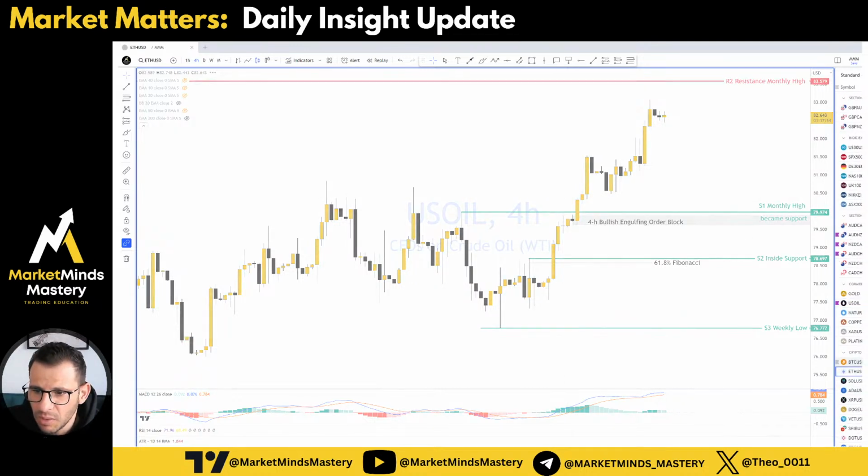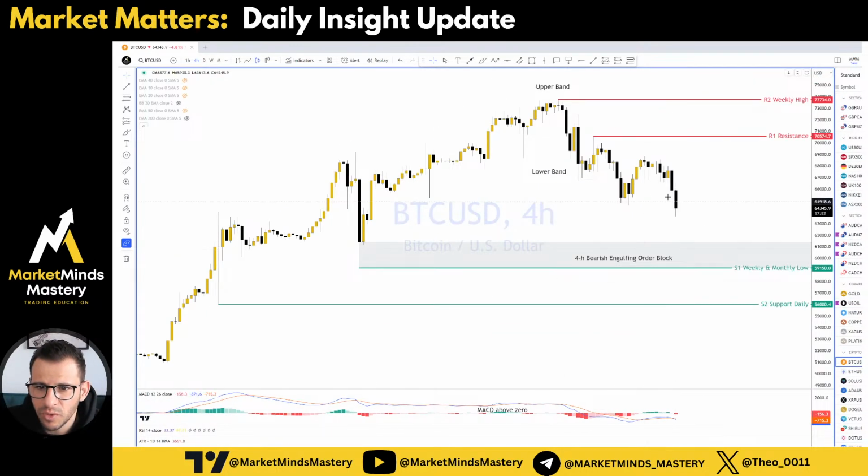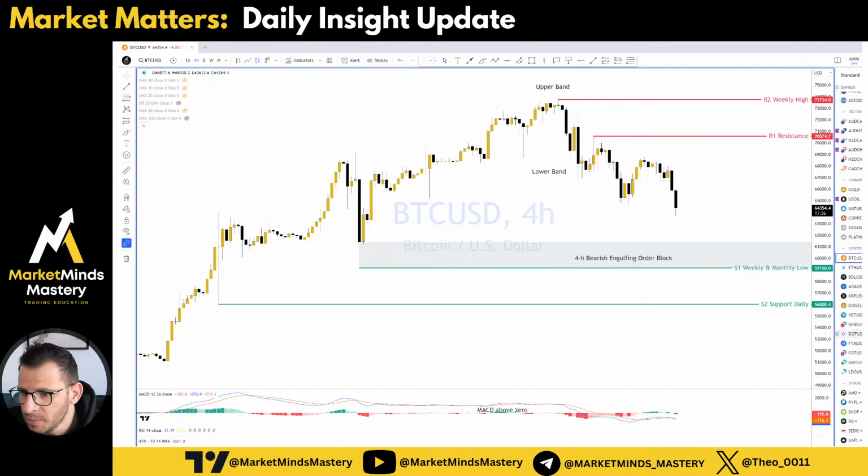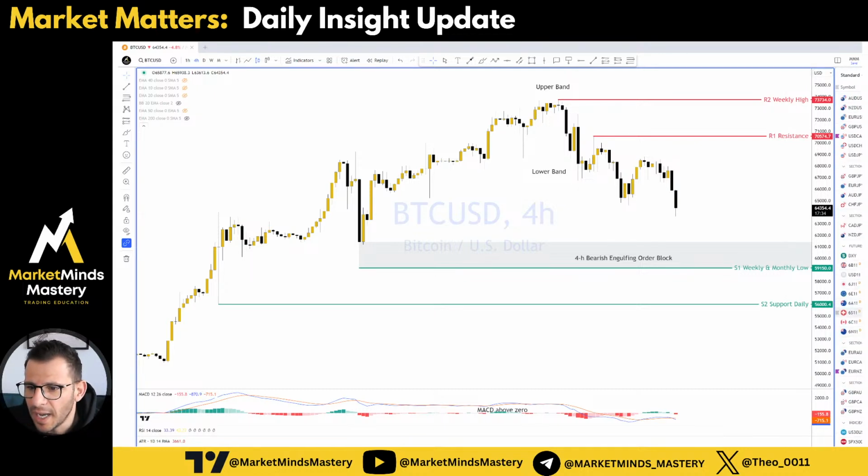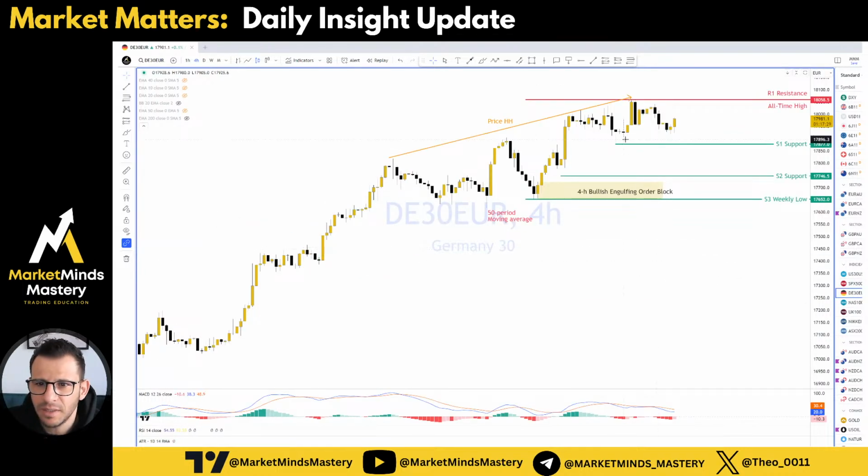Of course, Bitcoin, Ethereum, Solana, everything, especially Bitcoin and Ethereum, they are moving lower. Here, between 60,000 and 62,000, there is a 4-hour very bullish engulfing order block around a weekly and a monthly low. So maybe the price will find some support and bounce to the upside from there. Guys, and for the DAX, sideways, nothing.